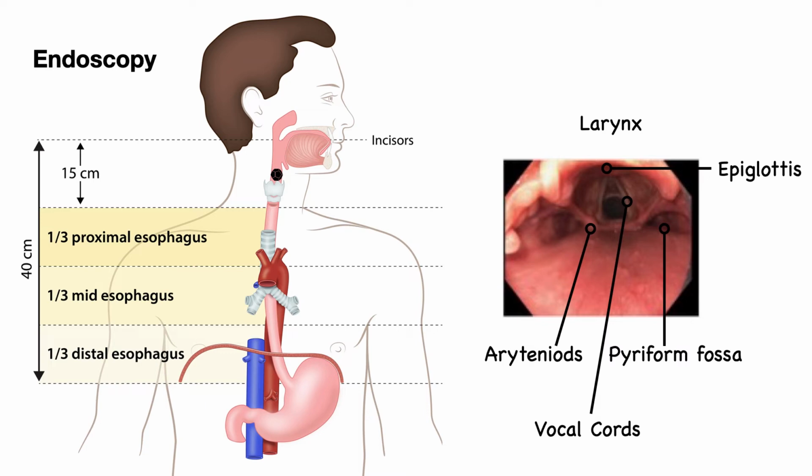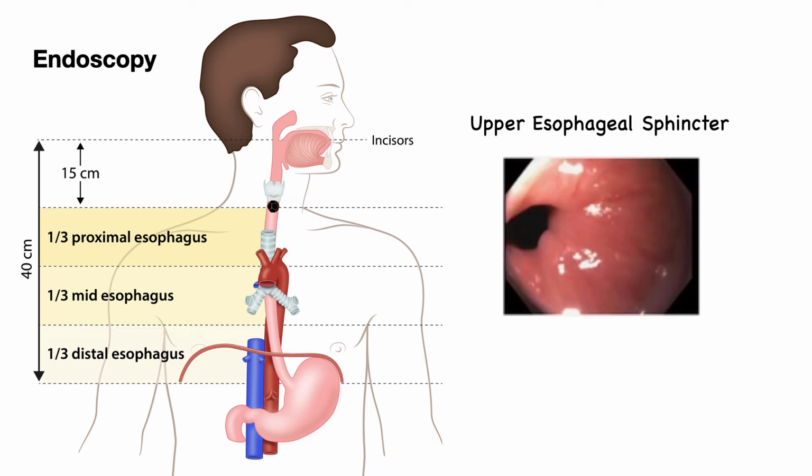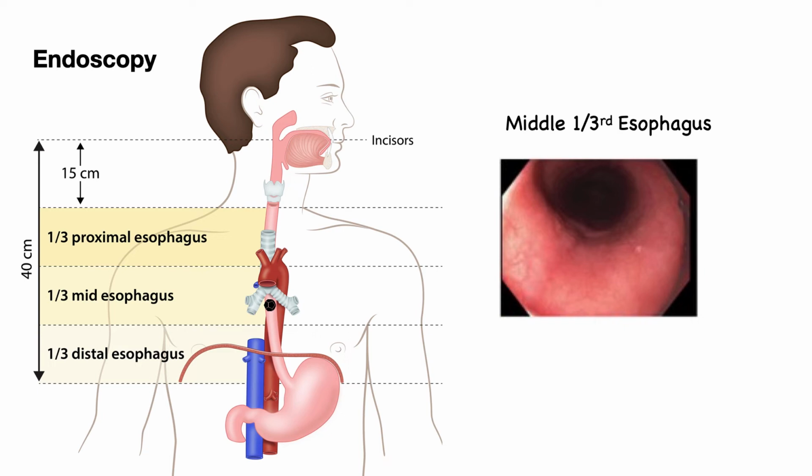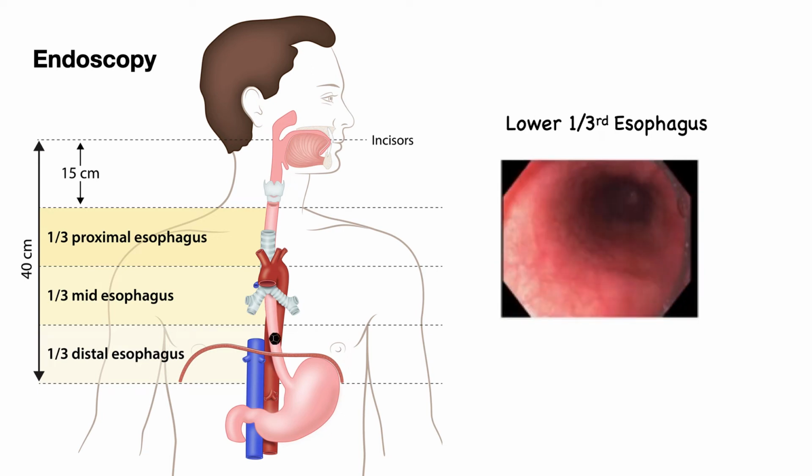So when you do the endoscopy and you want to enter into the esophagus, you come down the pharynx and enter the piriform fossa, either on the right side or left side, and then turn towards the middle and gently push. That's where you encounter the upper esophageal sphincter, and once you go past that, you reach the esophagus. Upper 1/3, middle 1/3, lower 1/3.